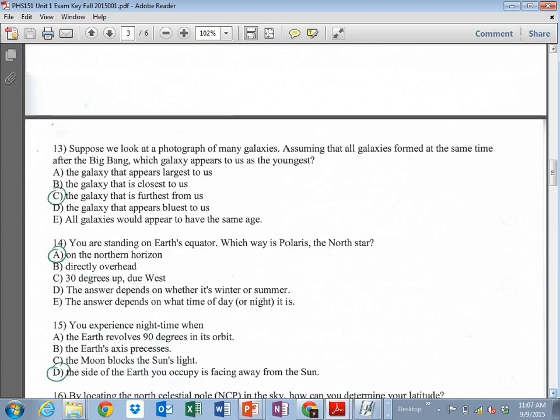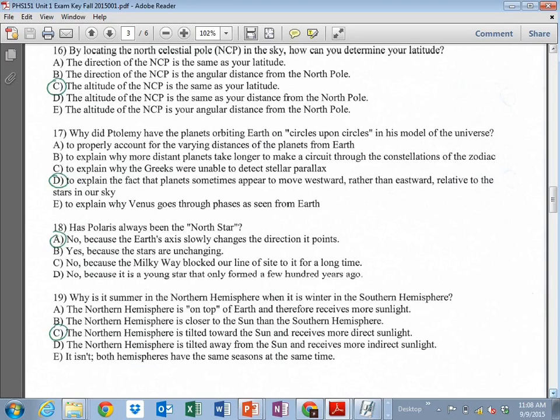Question 14, say you're standing on Earth's equator, where is Polaris? That would be directly on the horizon, the northern horizon. Question 15, you experience nighttime when, the best answer is D, the side of the Earth that you occupy is facing away from the sun. Question 16, if you locate the North Celestial Pole, how can you determine your latitude? Actually, C, it will be the altitude of the North Celestial Pole.